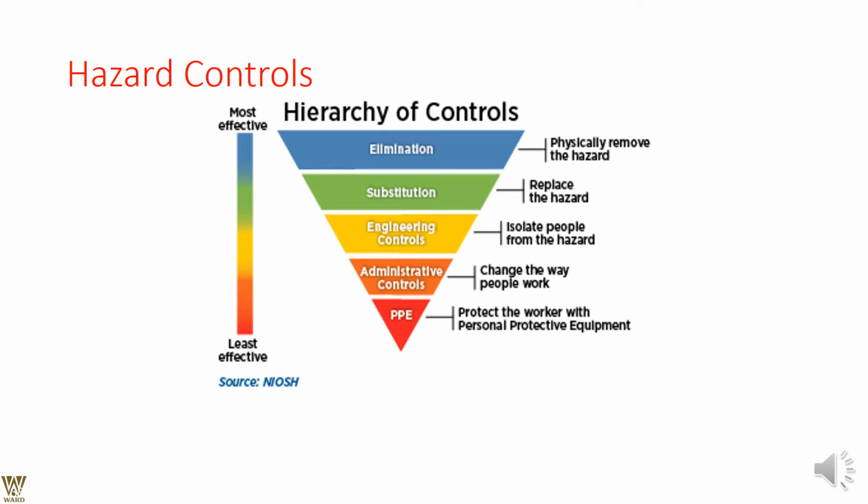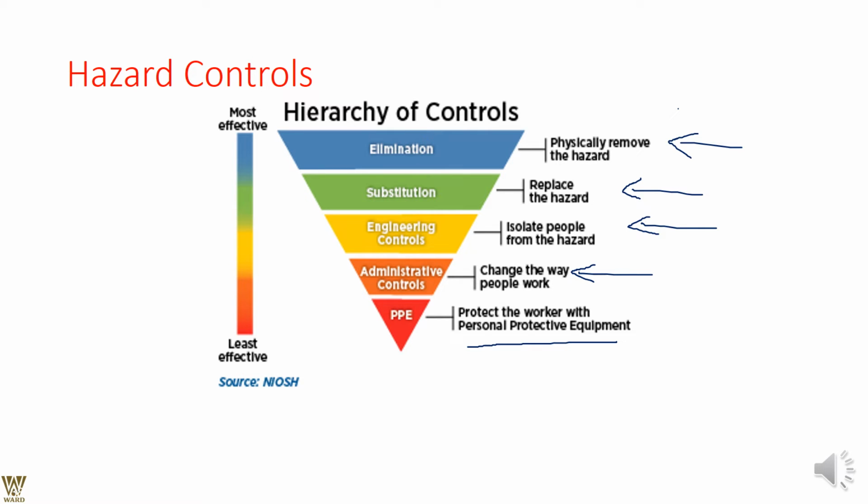Now we'll talk about how to control falls. I have already explained the various kinds of falls that might occur. We'll move to the hazard controls for falls. First and foremost is your personal protective equipment. Please wear it. Changing the way people work is the next thing. Isolate people from the hazard areas if possible. Please have barricades in place, please have rails in place. Replace the hazard as a substitution, and if possible eliminate it completely through physical removal.